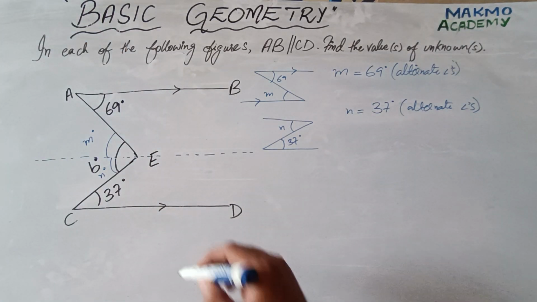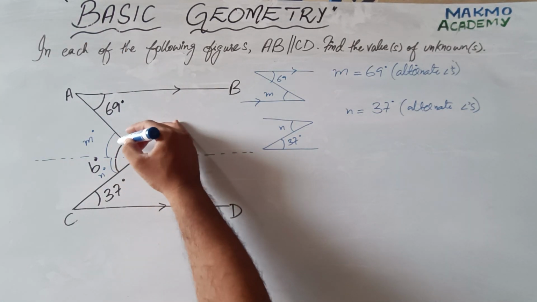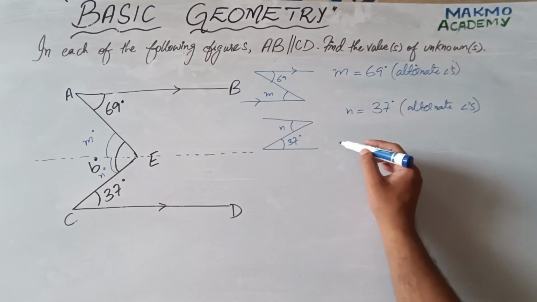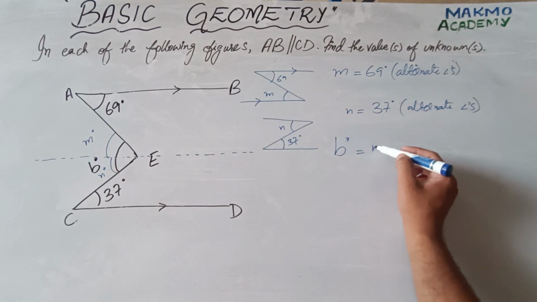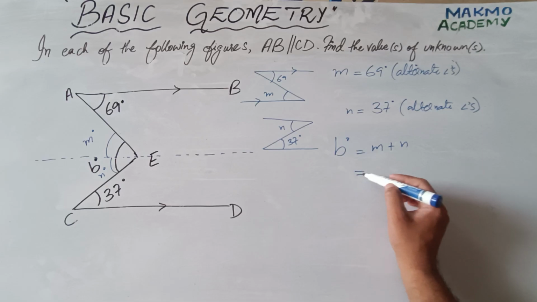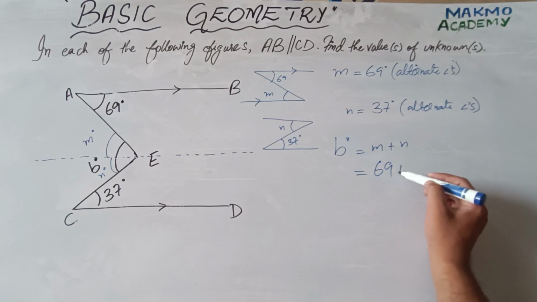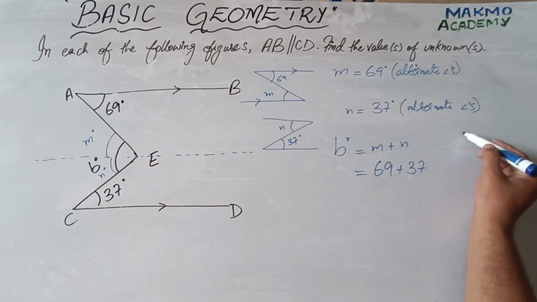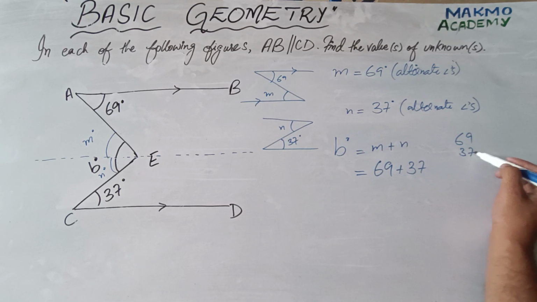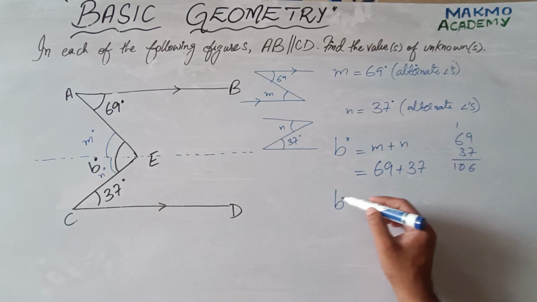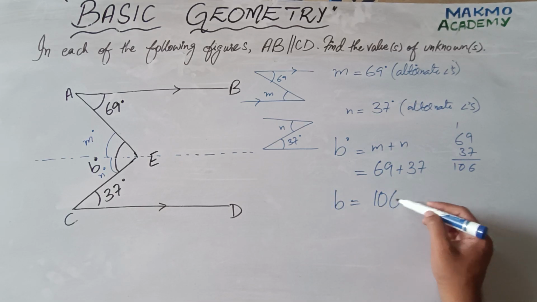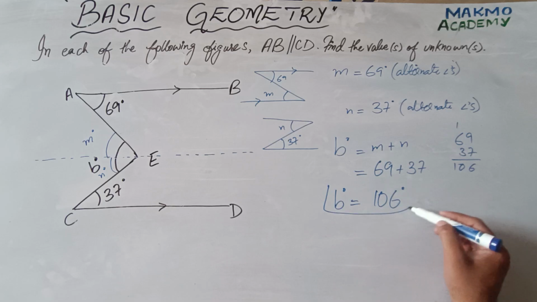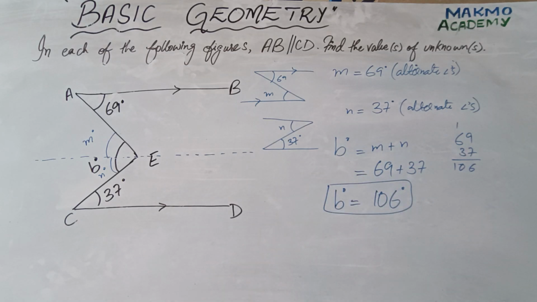Now how do we find the size of B? B has been bifurcated into two angles, which means that B is equal to M plus N. So B is equal to 69 plus 37. Now we need to add both of these two angles. So this gives us 106. So B is equal to 106. This is how we can find the value of the unknown.